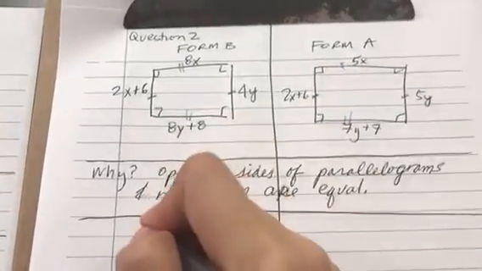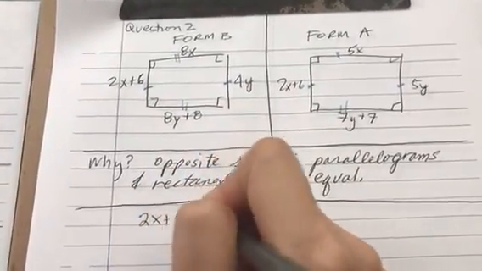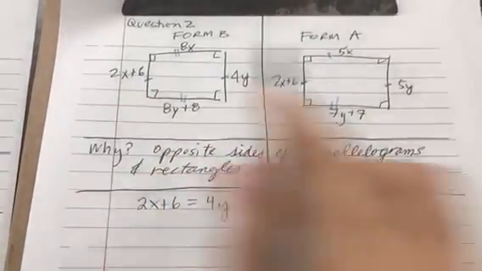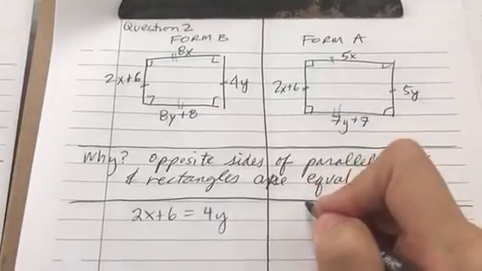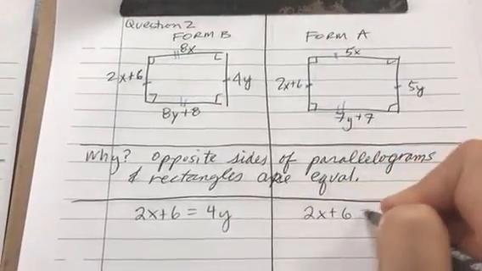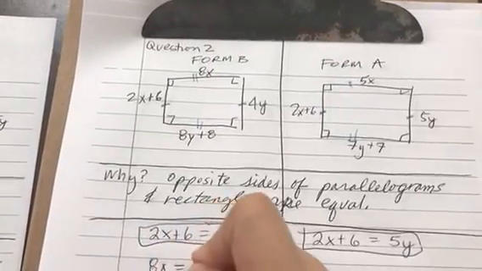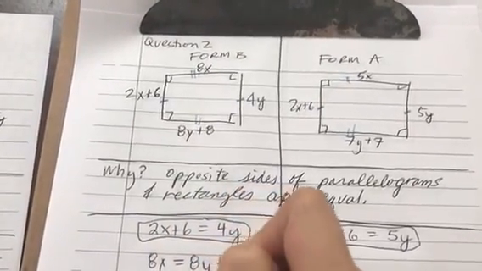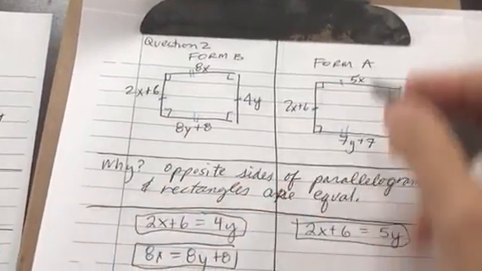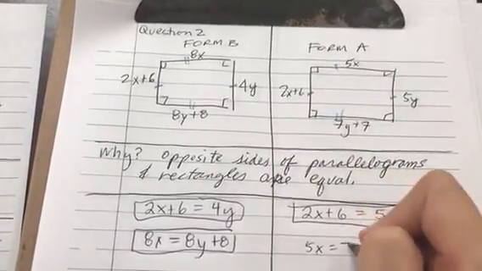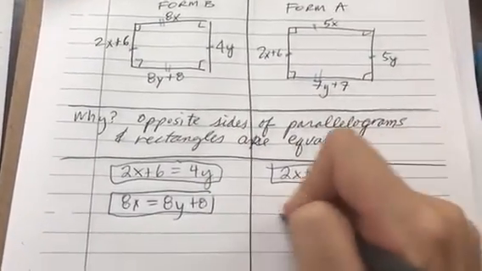The two short sides are equal. 2x plus 6 is equal to 4y. In both questions, the two short sides are equal. And so that's one of the equations. And the two long sides are equal. So 8x is equal to 8y plus 8. And in the other form, 5x is equal to 7y plus 7.